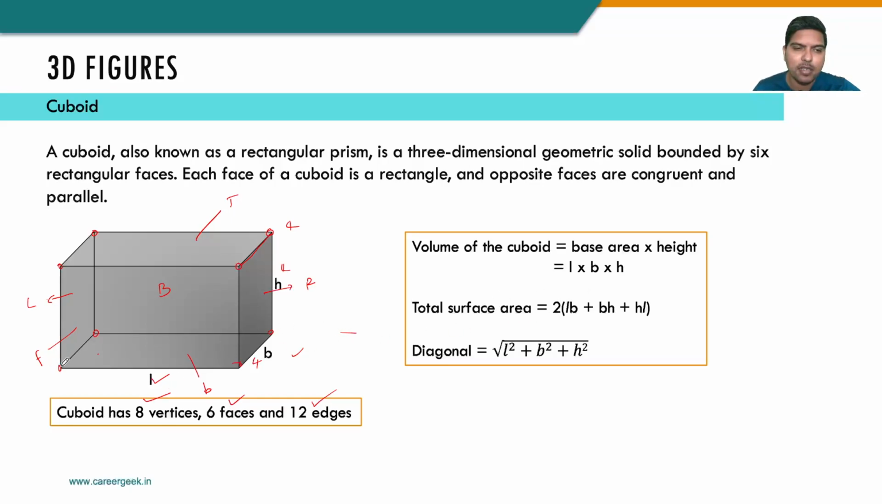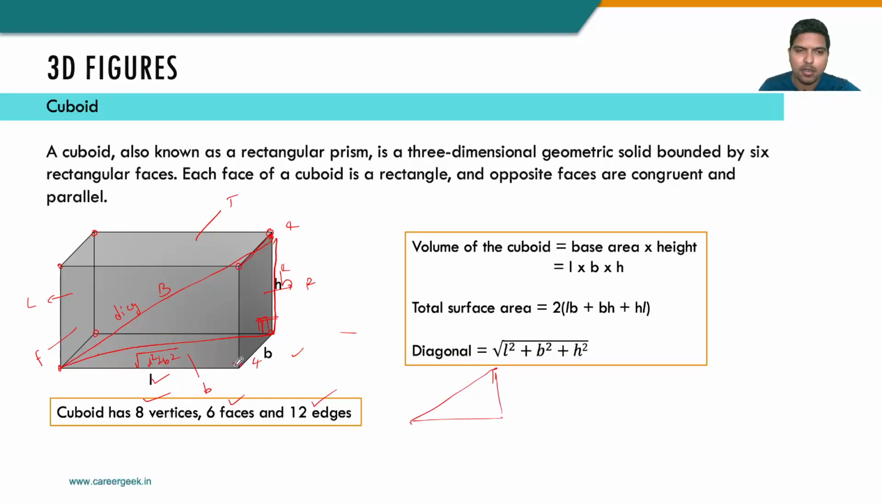Now what is diagonal? Diagonal is connecting this to the other, the opposite ends of the vertices. How to calculate? If you take this, okay, the diagonal of the bottom rectangle, which is square root of L square plus B square. This is the diagonal of a rectangle, and this forms a right angle with height. And this becomes the diagonal. So diagonal is something like this.